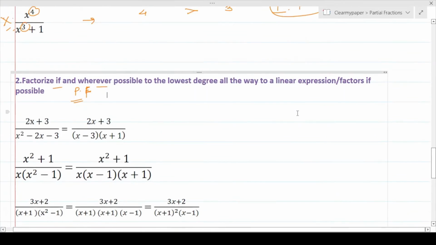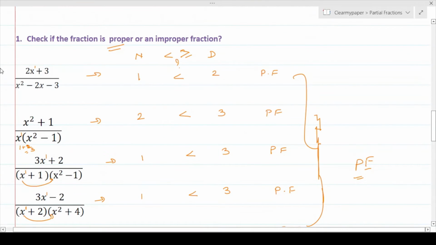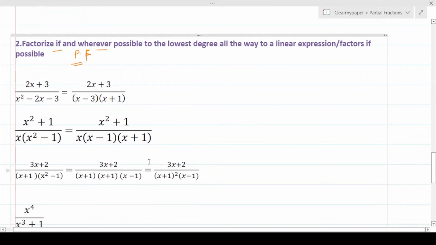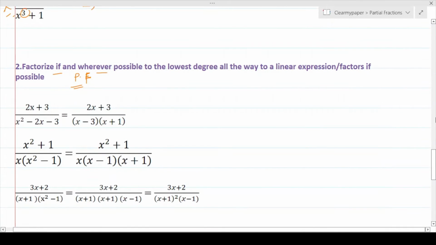And what are some of the examples? I'm taking the same examples that I mentioned here. Let's say we have three examples. If you take the first example, the numerator cannot be factorized, and mostly we'll be talking about factorizing the denominator, because the numerator is sometimes simpler and already factorized. But let's focus on the denominator.